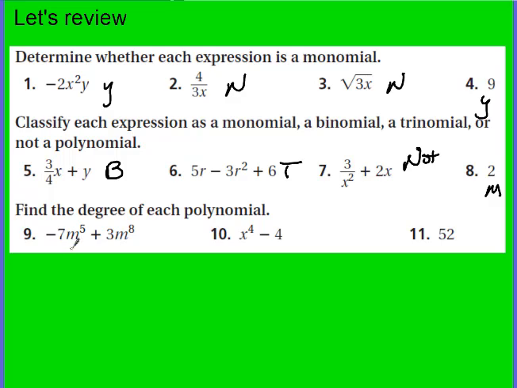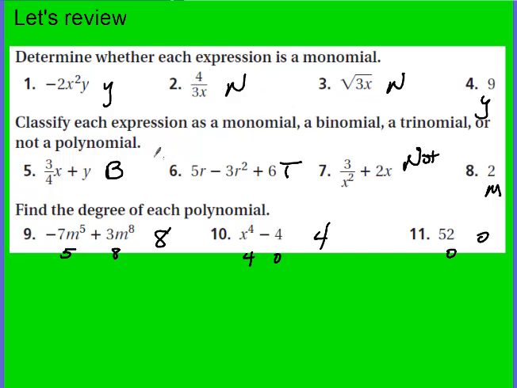We got negative 7m to the 5th, so we look for the degree of each one. This one is 5, this one is 8, so the whole thing is to the 8th degree. This one is 4, this one is 0, so the whole thing is to the 4th degree. 52, there's no exponent, there's no variables, and there's no exponents on those variables, so this one is to the 0th degree.